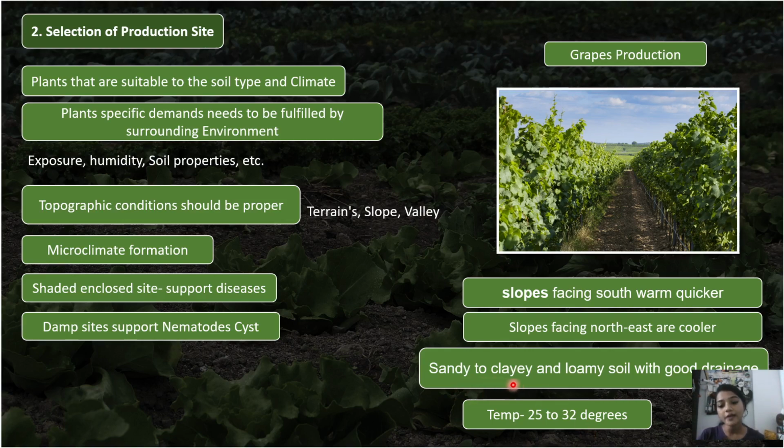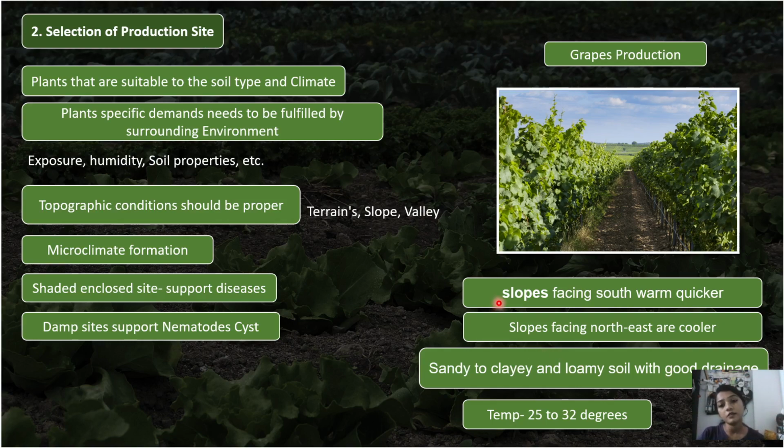Then it requires sandy to clay and loamy soil with good drainage. So the soil should have good drainage, right? If the soil is not well drained, this will lead to accumulation of water near the roots of the plant, and that will cause the plant to wilt because of the roots getting clogged with water, right? So the plant will not be able to survive. So the soil should be a well drained soil.